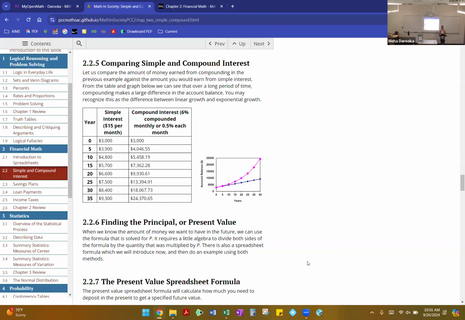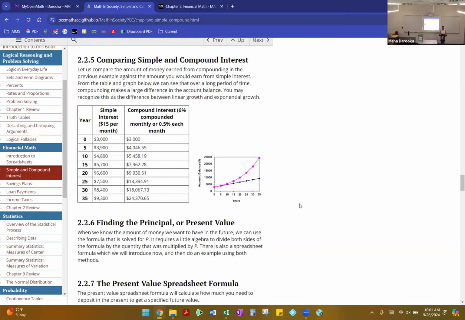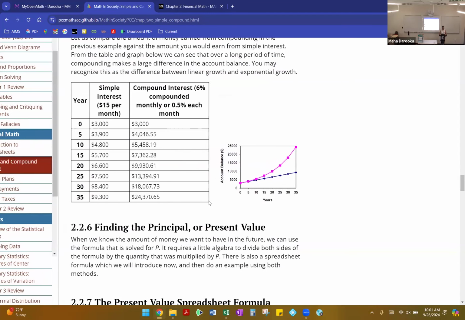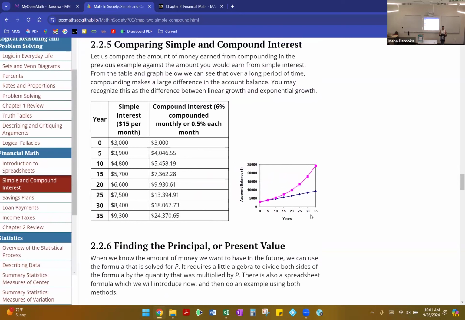So you will see, again, year 0 is the same. We have both 3,000 and 3,000. But then look at year 5. You went to $4,046.55. So that's over $100 difference, right? Between simple interest and compound interest. And then you can see, what did I do next? Year 15. So 5,700 on the simple interest side, which is now $7,362.28 over there. So again, what are we looking at?